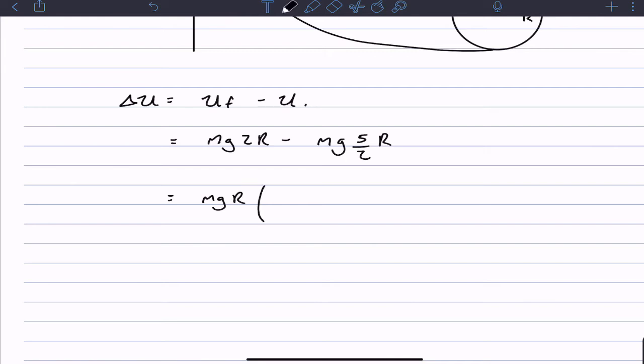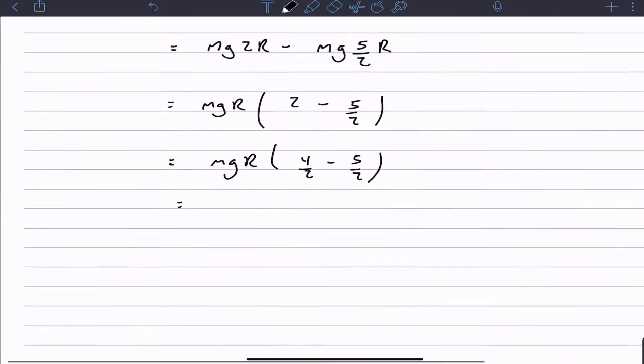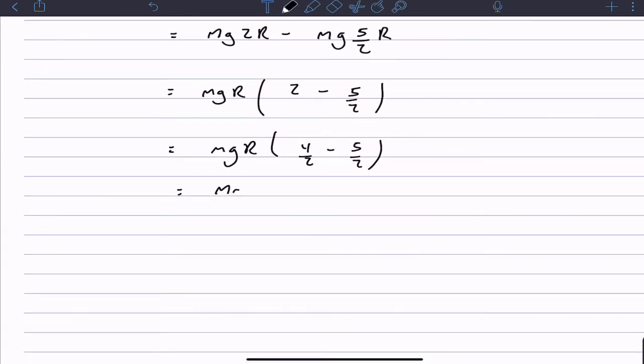mgr, this is how I would do it, but actually you're going to have 4/2 because it's 2. I'll just be more explicit. Just solve real quick. 4/2 minus 5/2 r is equal to mgr times negative 1/2. So this is negative mgr over 2. That's delta U.